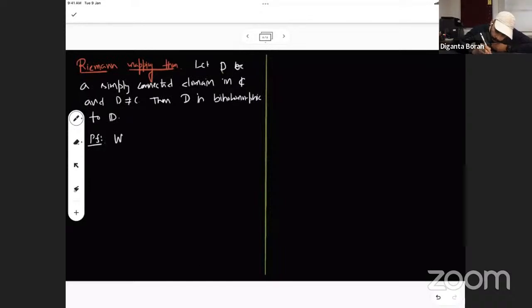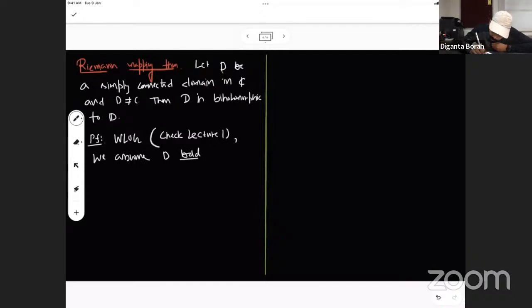So without loss of generality, we assume D to be bounded. Okay.